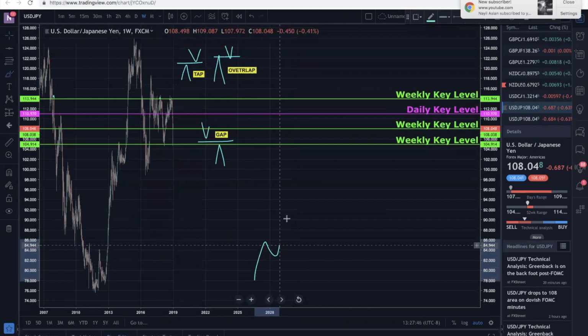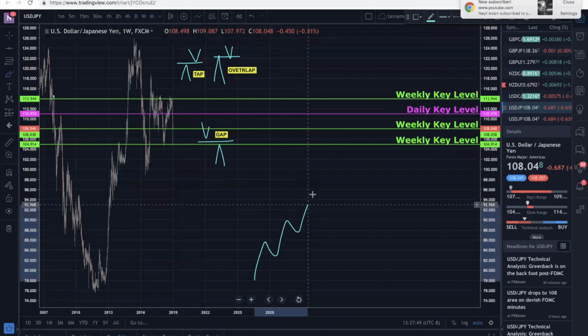So in an uptrend, we have market structure printing higher highs and higher lows. So I'll go ahead and label that for you.